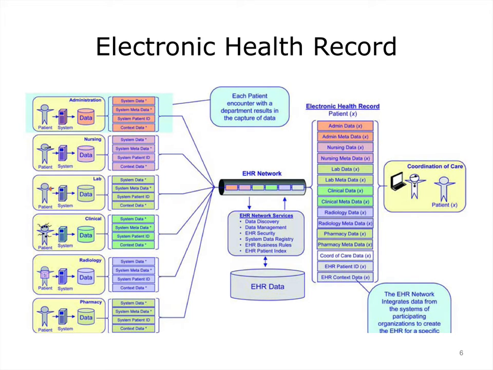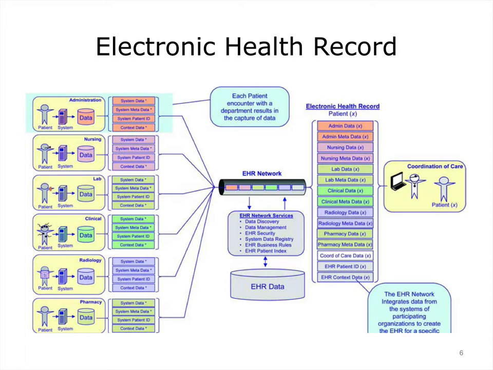Look at the left-hand side of the screen. You will see different systems such as administration, nursing, the lab, clinical, radiology, and so on. Each patient encounter with a department results in the capture of data. You will see that all of these systems are originating from a single patient, yet flowing into a separate data collection. At this point, the data is not integrated. In theory, all these data collections then feed into a central node, the EHR network. The EHR network services are processing the incoming data, interchanging bidirectionally data with a much larger and consolidated EHR data repository.